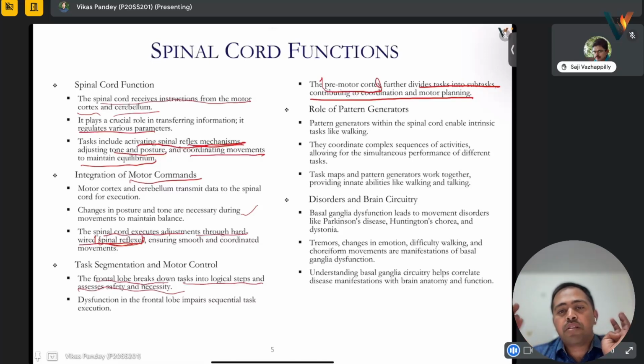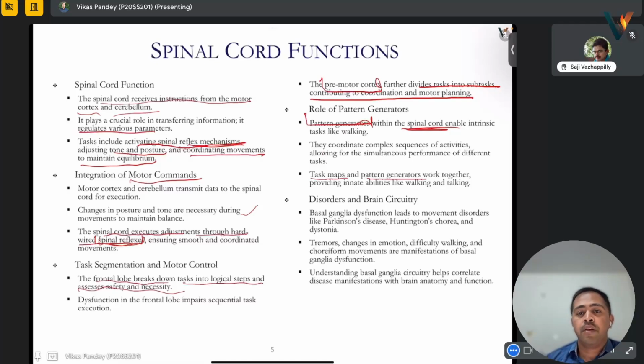A complex sequence of actions, the simultaneous performance of different tasks, is also done by using this pattern generation. Like when walking, we don't think too much, but if you see, there are a lot of movements occurring in just walking. Okay. This is all controlled by pattern generators within the spinal cord. Okay. Task maps and pattern generators work together, providing innate abilities which are there from our childhood, like walking and talking.